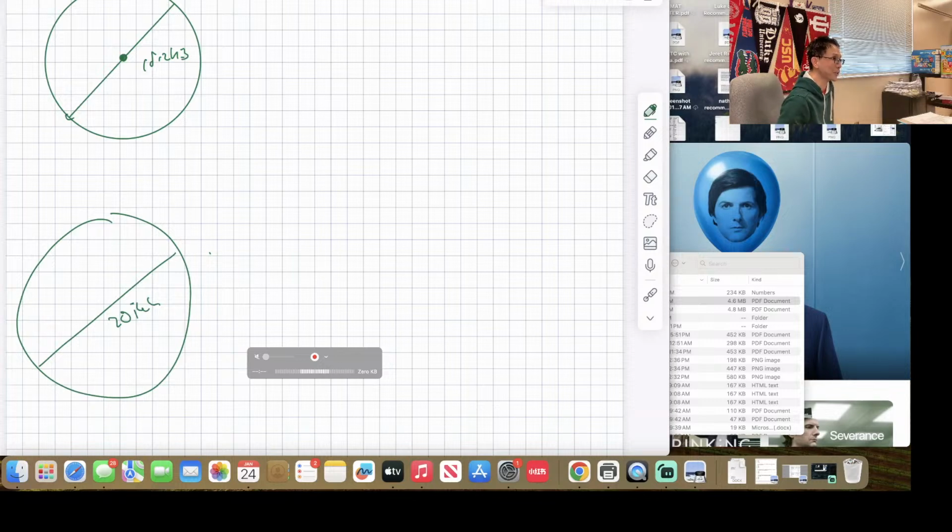Which car is faster? Oh, who's gonna be faster? Who's gonna reach the other side? Oh, it's the bigger one.